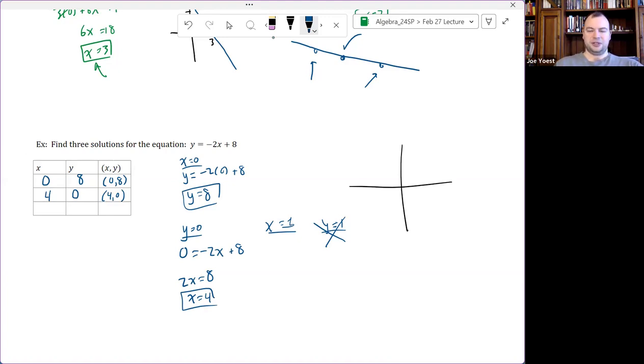But if I look ahead, I say, okay, if I do x equals +1, is that going to give me something pretty easy to solve, a pretty nice number? Yeah, I think it will. Y equals -2 times 1 plus 8. Y equals 6. That seems like an ordered pair that would be nice to plot.